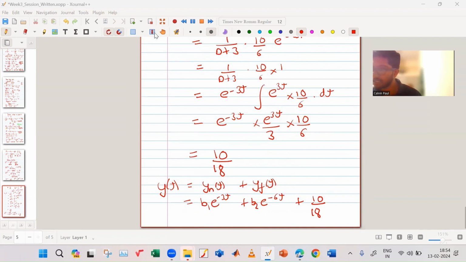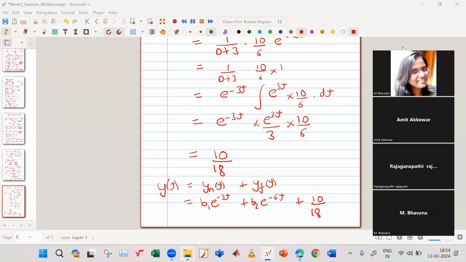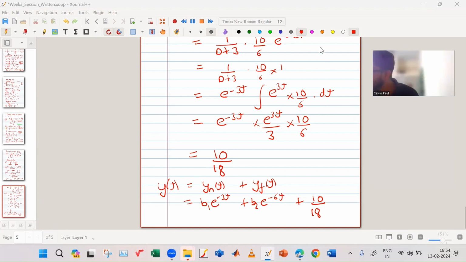Then another thing is, any queries in this or I can proceed? How many of you are there? Kavya is there, Bharat is there, Akash, Amit, Raganapati, Bhavana, all of you, any questions? Okay, so let's start solving sums actually. We'll solve sums.